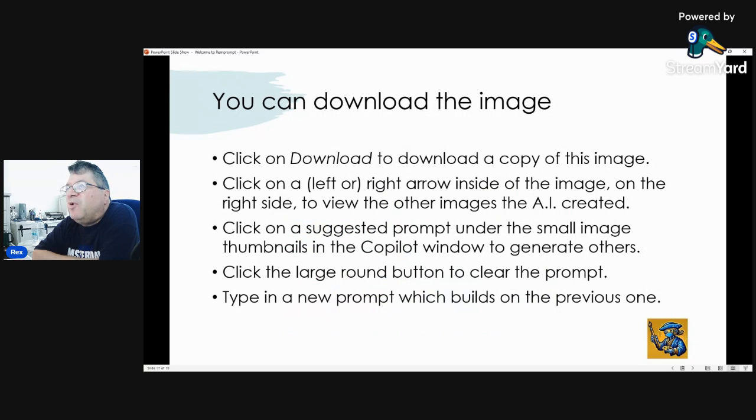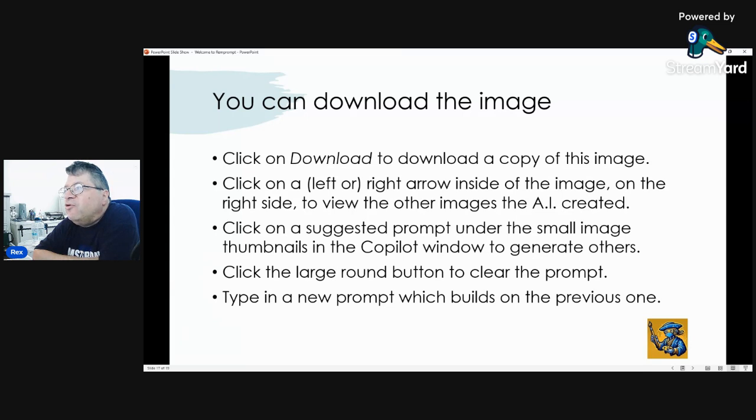So here I just put it in words. Download is the one that I use the most, because I like to have a copy of the picture file. It's usually a JPEG file. I hit download, or you can click on the left or right arrows in the pictures. Very often, if you have more than one picture, inside the picture itself you'll have left or right arrows, which will let you cycle through all the pictures that the AI rendered for you.